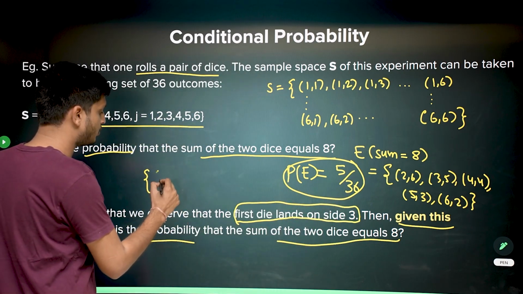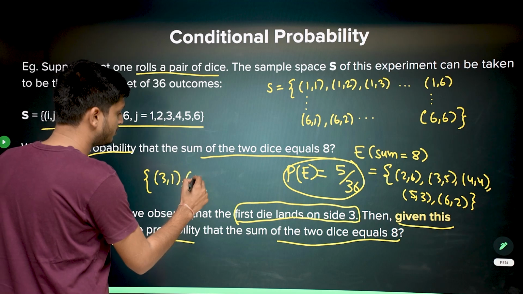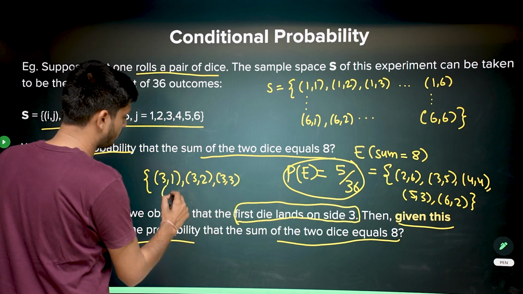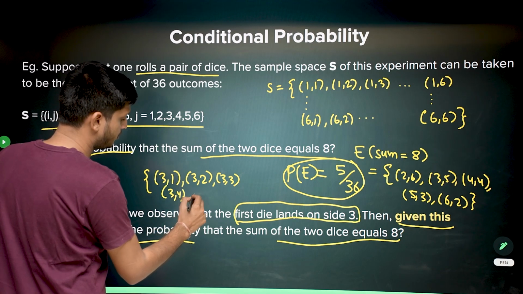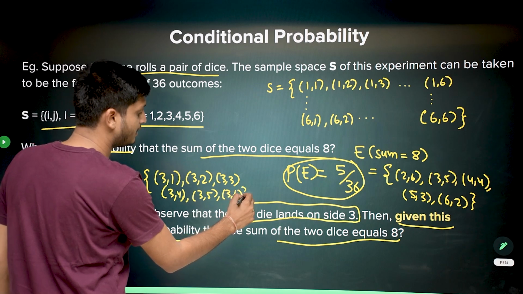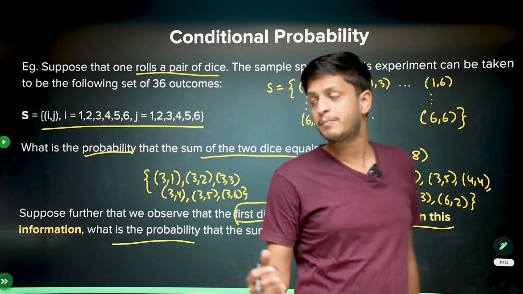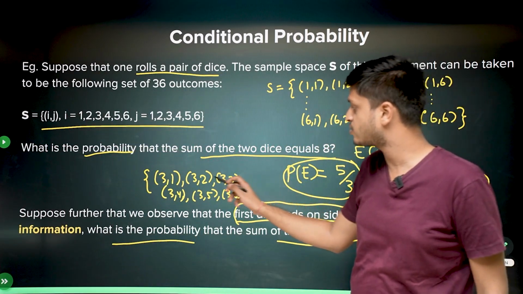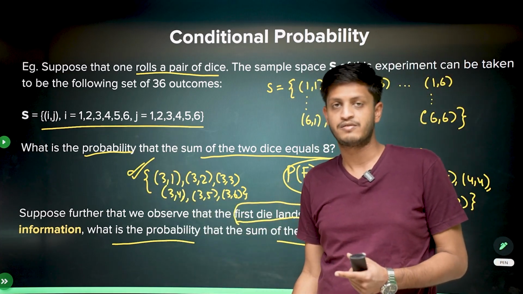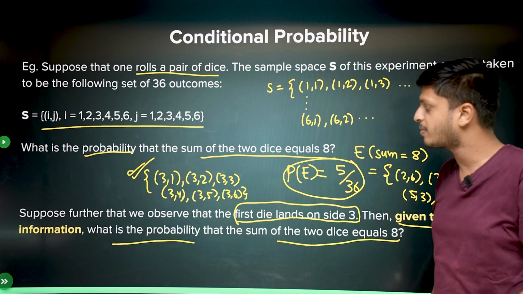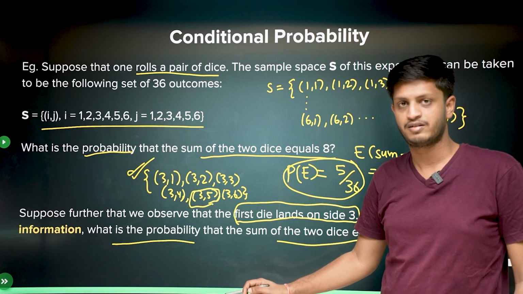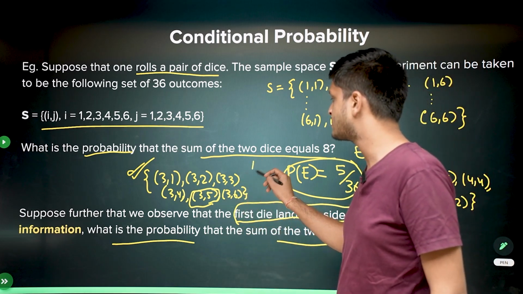Your sample space only becomes this: 3 1, 3 2, 3 3, 3 4, 3 5 and 3 6. Since the first die has landed at 3, now your sample space is not the entire 36 elements, it's only these 6 elements. This is the updated sample space for your experiment now. Now what is the probability of getting a sum of 8? This is the only case which will give you a sum of 8, right? So the probability will become 1 by 6.